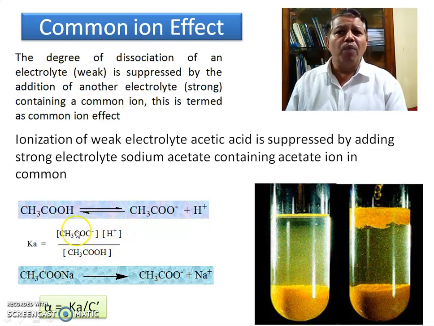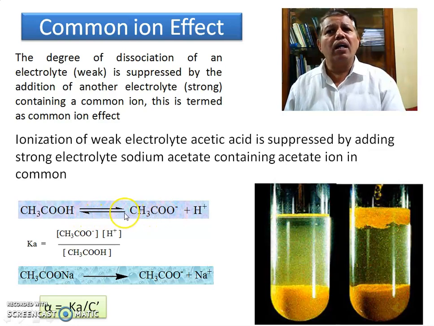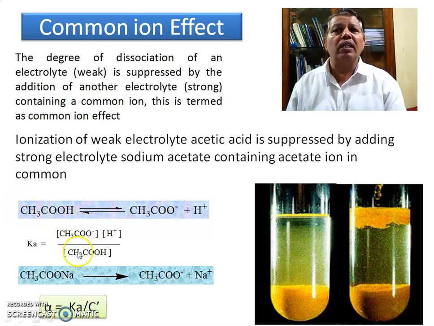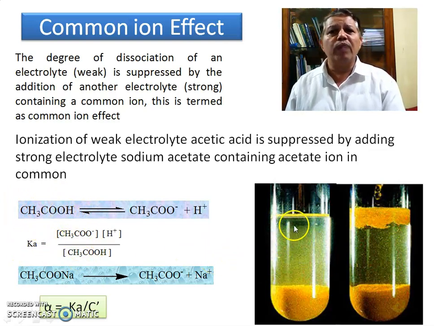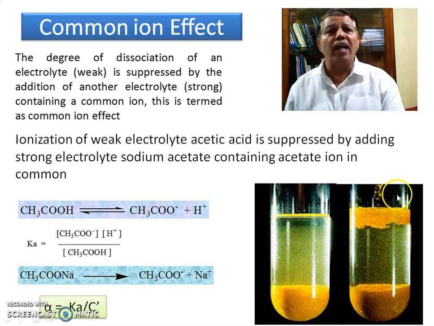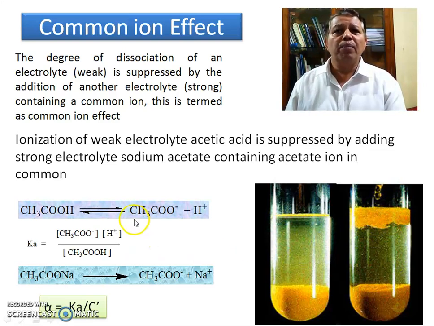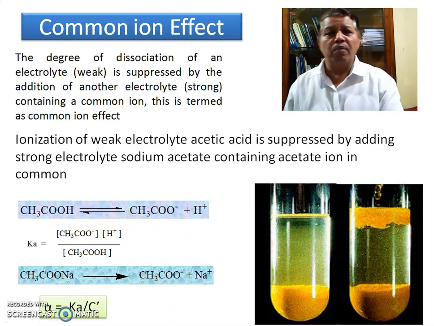Ka is equal to acetate ion concentration into concentration of hydrogen ion divided by concentration of acetic acid. Now when a common ion is added, the numerator value is increased, and to keep the Ka value constant, the denominator also increases, and therefore the ions that are formed go through the backward reaction, and the concentration of acetic acid increases to keep this constant. For example, in a saturated solution, if we add a small amount of acid, it immediately starts to reprecipitate because the backward reaction takes place. In this way the degree of dissociation gets suppressed by the common ion effect.